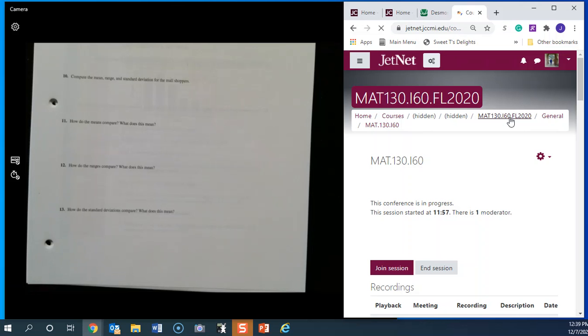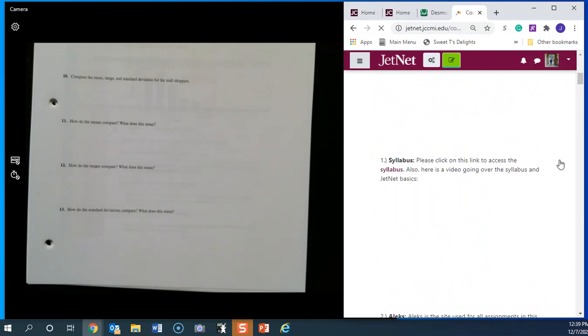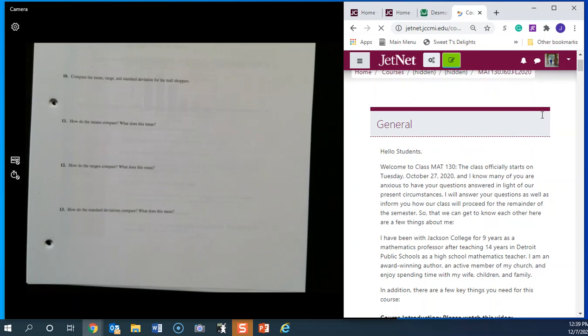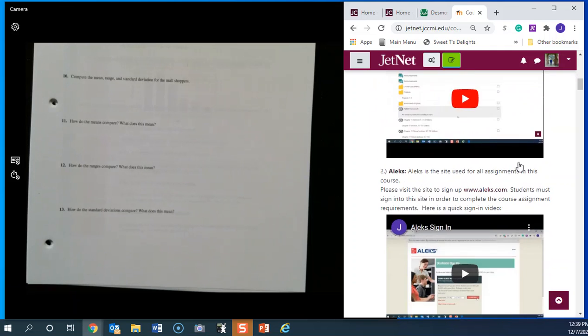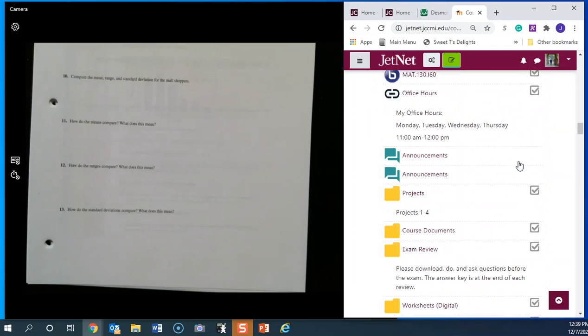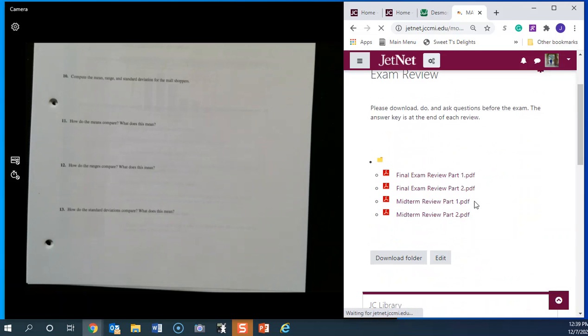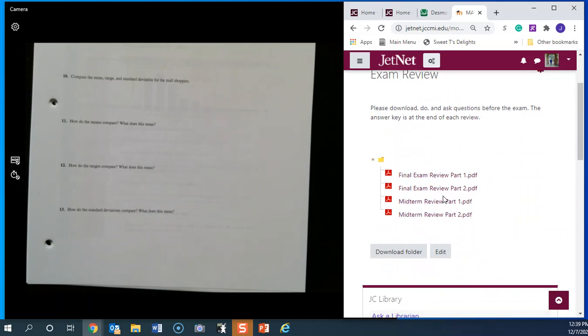Now, to access the final exam review, first let me let this page load. All right. You will go here to JetNet, scroll down till you get to exam review, and click on it, of course. All 4 of these are the final exam review, including your midterm. So remember, we did the midterm part 1 and 2. If you need to refresh yourself, please look back over the midterm, part 1 and 2, and then the final exam, parts 1 and 2. That would be the review.